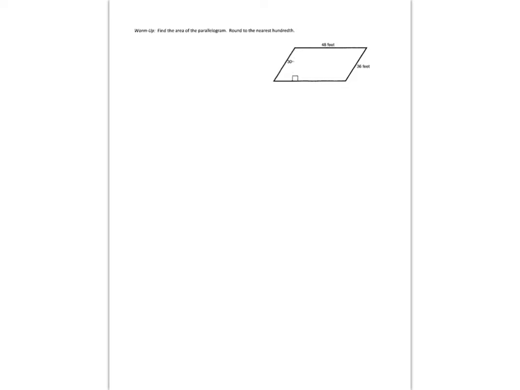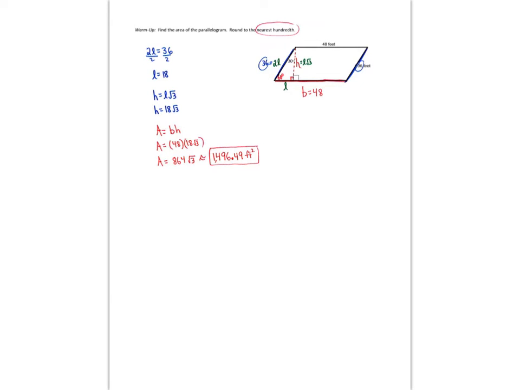Our last warm-up question says find the area of the parallelogram, round to the nearest hundredth. So area of a parallelogram is base times height, and we know that the base is 48 because it is a parallelogram, so opposite sides are the same. And our height we have to figure out, and we should be using the sine. Take some time and fill in the rest. Okay, check your answers with your red pen, see if there are any questions. If there are any questions, look carefully at my solutions.